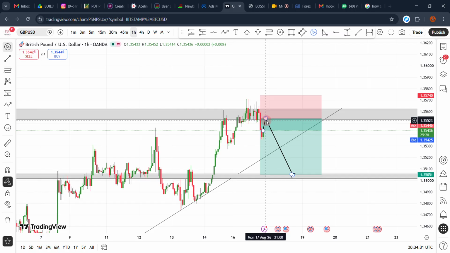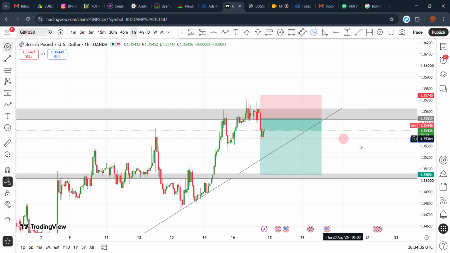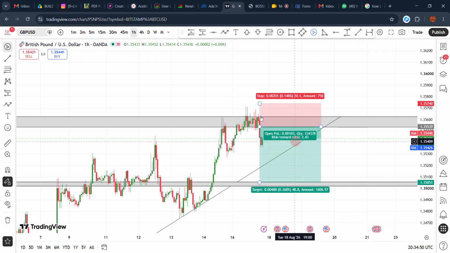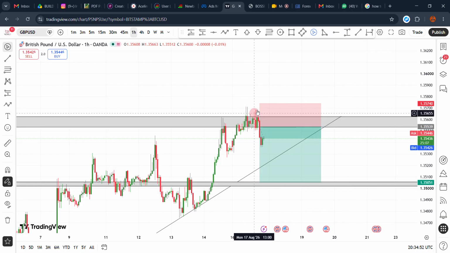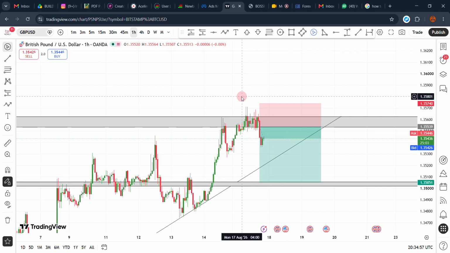Because I've seen a confirmation that this market, or price, is about to sell, whether for a shorter period of time or a longer period of time. I've seen a little confirmation that the market wants to sell. If you look at this place where price currently is, you are going to see that we have multiple rejections, multiple weak rejections.